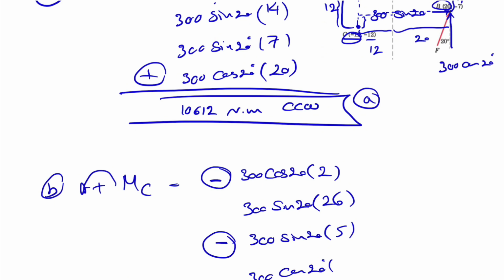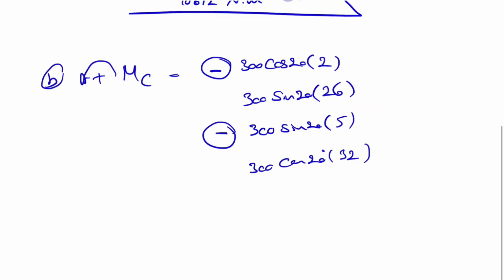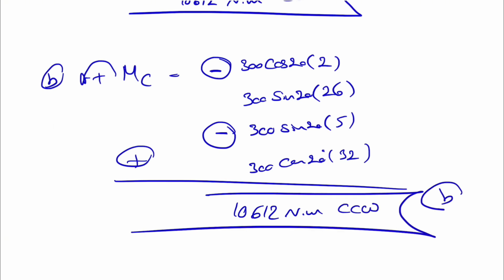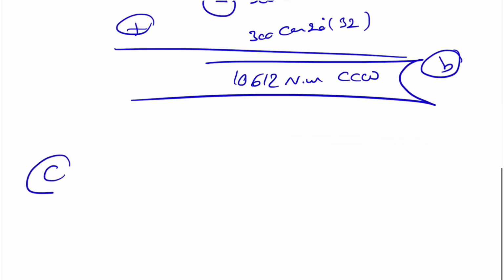So 20 plus 12, 32. And again, we just need to add all of this together. And if we do that, again, we get 1,612 Newton meter counterclockwise. So same number as the A part of the question, as we expected. And let's move on to the C part.